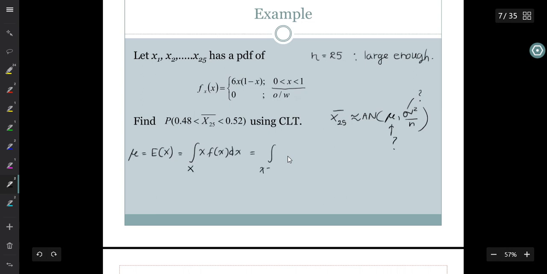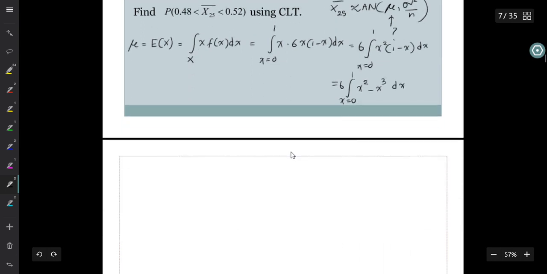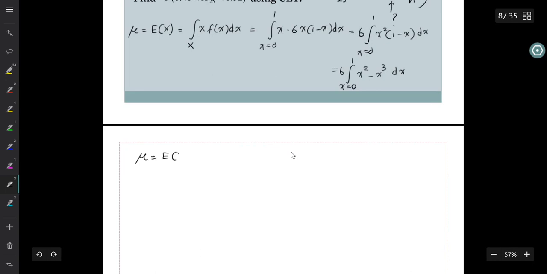In our case, this is from 0 to 1, x times 6x(1 minus x) dx. 6 is a constant, we take it out. So we end up with x square times (1 minus x) dx, which is 6 times the integral from 0 to 1 of x square minus x to the 3 dx. Now let's evaluate this integration, which will give us the expected value of x, or the mean. That will be x to the 3 over 3 minus x to the power 4 over 4 evaluated from 0 to 1, and we end up with 6 times (1 over 3 minus 1 over 4), which is 1 over 2, or 0.5.